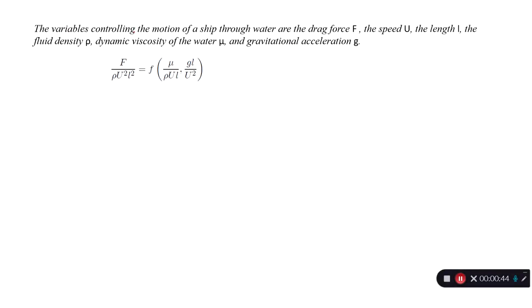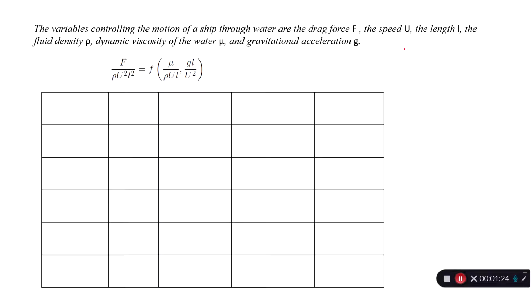So the variables controlling the motion of a ship through water are drag force, the speed, the length, the density, the viscosity, and the acceleration. So you might have noticed that it is all the same parameters repeating over and over again. Okay, so the more you practice, the more you write all this down, the more familiar you will get with all these parameters and their primary dimensions. Okay, so you don't have to waste time figuring out the primary dimensions of all this. Okay, so now let's solve this problem.